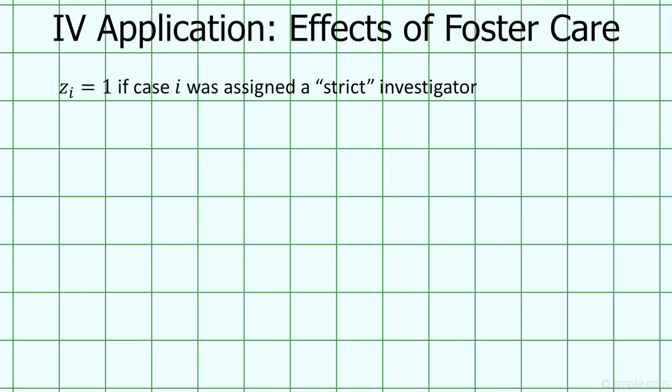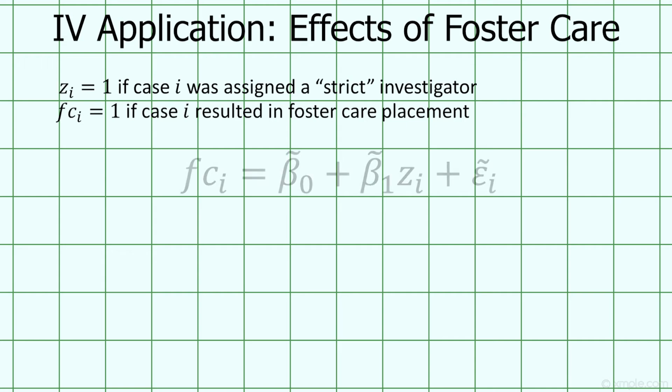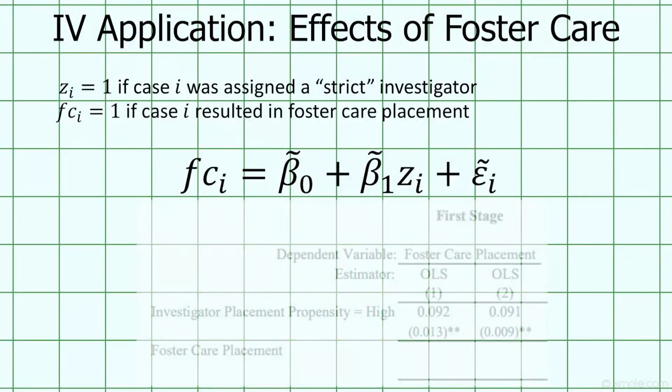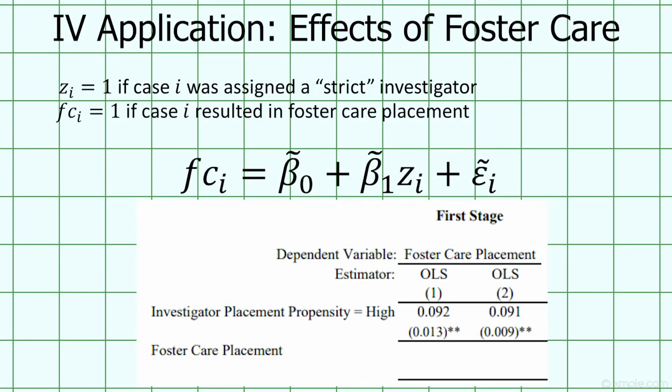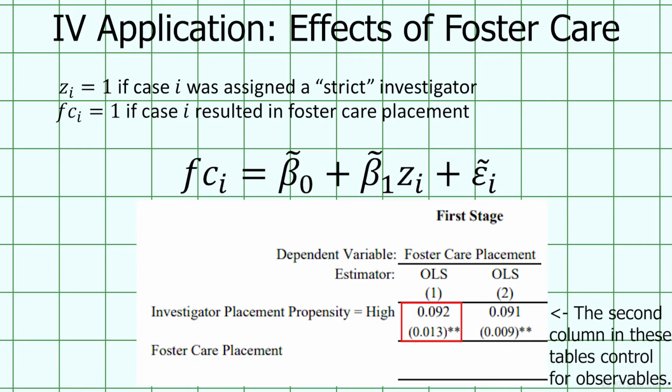So now we need to run the first stage regression. We regress our endogenous variable on our instrument. In this case, we regress this binary variable, which indicates that case i ended with a foster care placement, on our instrument. We can see from the results of the first stage that cases assigned a stricter investigator were 9.2 percentage points more likely to end in a foster care placement.